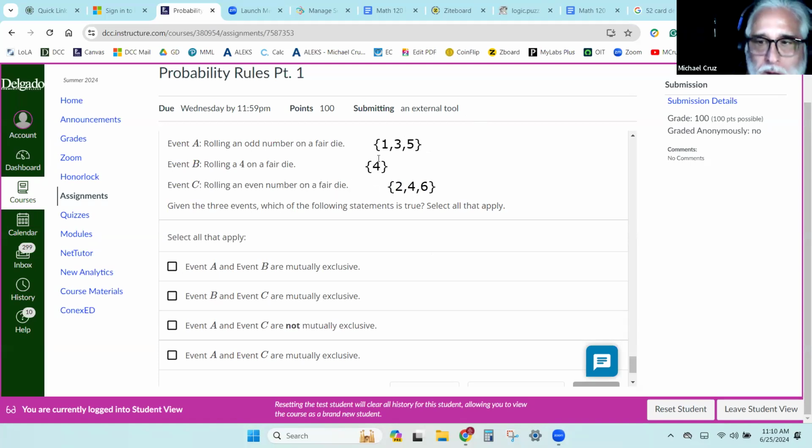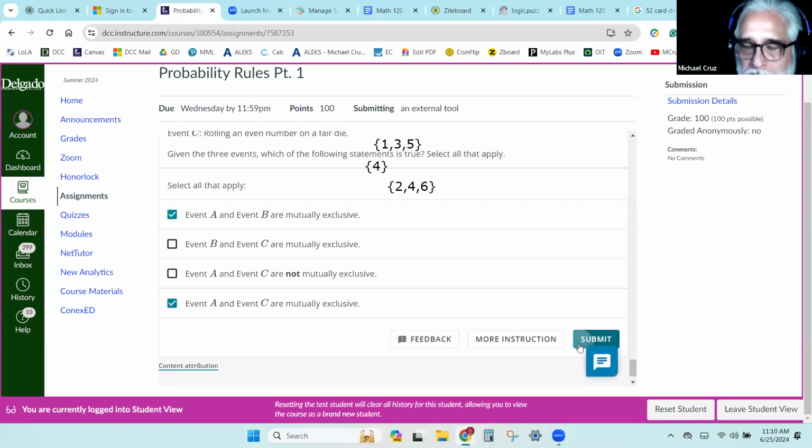So A and B are mutually exclusive, right? Because they don't have any common ones. B and C are not mutually exclusive. They've got 4 in common. So A and C are mutually exclusive because odd and even, they interlock. They don't overlap. They're complements.